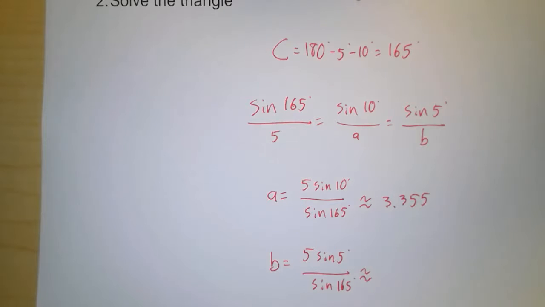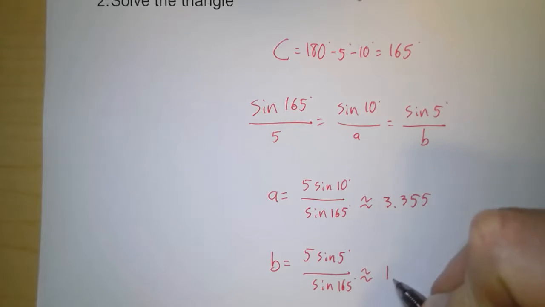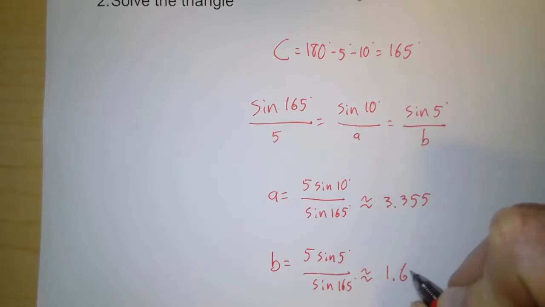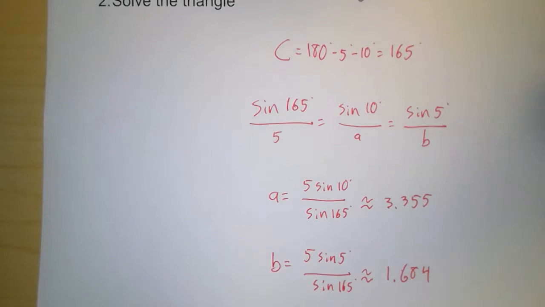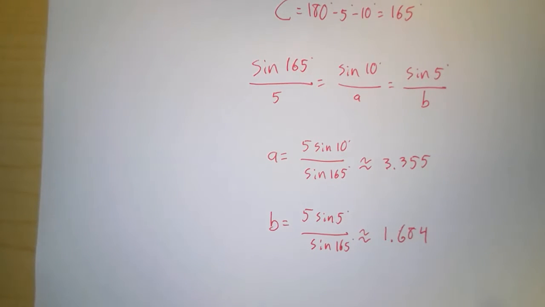And so on our calculator, we'll find that approximate value. And so roughly 1.684 is the value for side B. And so now we've solved this triangle because we found the angle and the two sides that we weren't given.